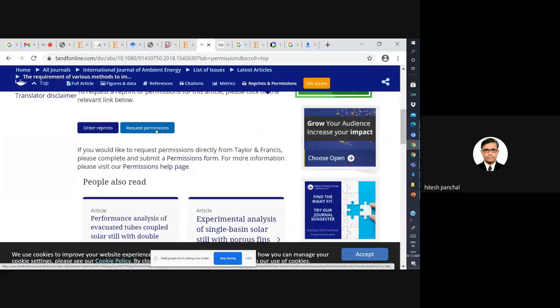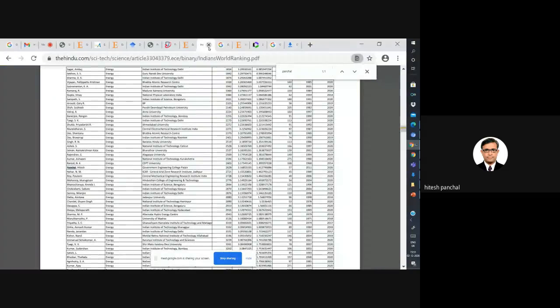So I think you understand clearly. If you want to reuse a figure in your research article or in a presentation also, you first have to apply for the permission. Otherwise, it may happen that you will be in trouble.